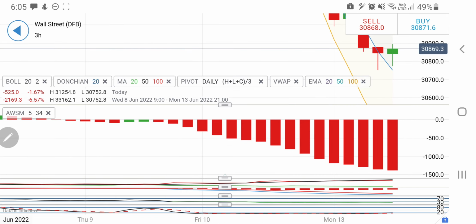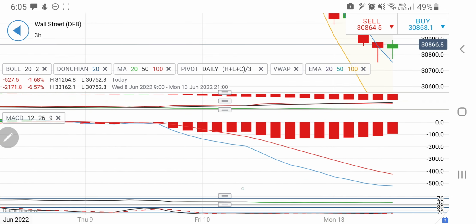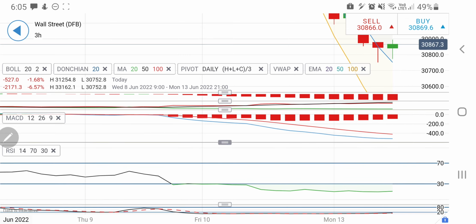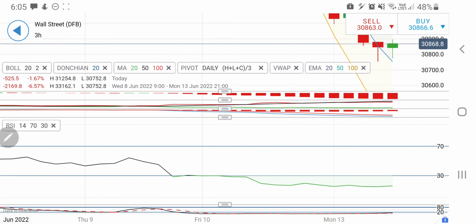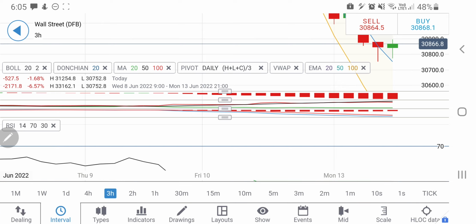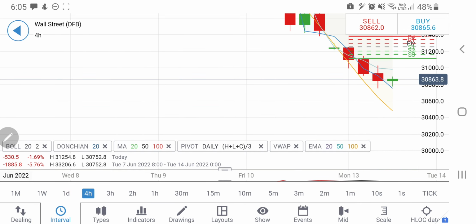And if you look at the awesome oscillator here, it is trading bearish and directional movement is extremely bearish, trying to converge from here. The MACD is still bearish and it is trading on the sell side but trying to converge. RSI 2 is oversold on the 3-hour charts, and there is a possibility that it can try to show you some green candle.